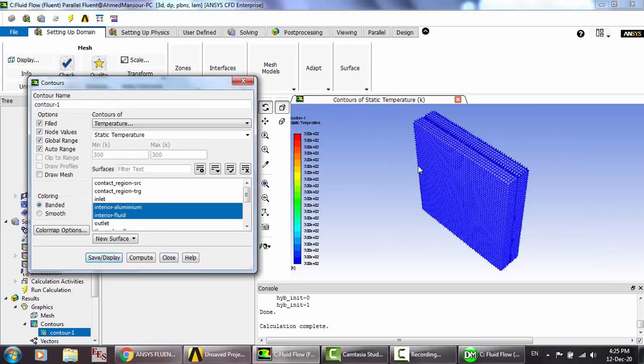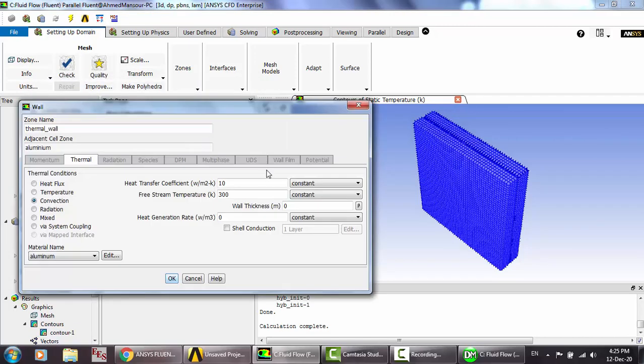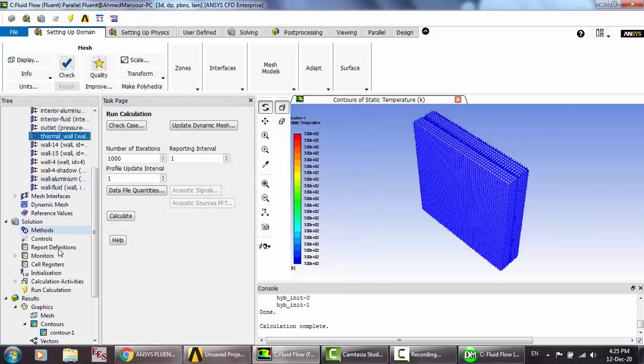So gentlemen, as you can see, nothing happens because there is no heat transfer, because the free stream is still 300 Kelvin. Even if I increase this to 100, let's see, initialize.